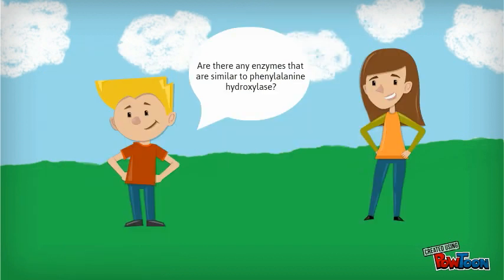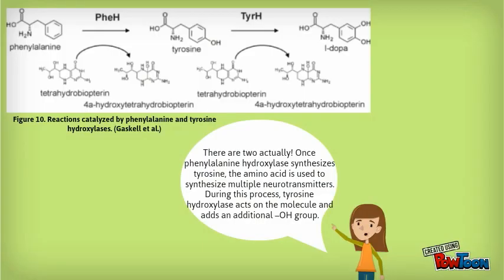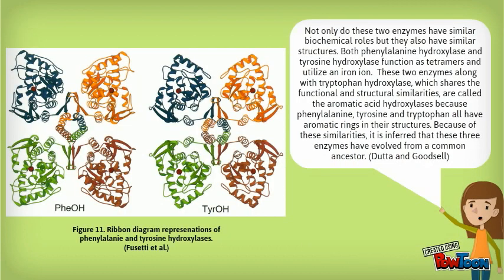Are there any enzymes that are similar to phenylalanine hydroxylase? There are 2 actually. Once phenylalanine hydroxylase synthesizes tyrosine, the amino acid is used to synthesize multiple neurotransmitters. During this process, tyrosine hydroxylase acts on the molecule and adds an additional OH group. Not only do these 2 enzymes have similar biochemical roles, but they also have similar structures. Both phenylalanine hydroxylase and tyrosine hydroxylase function as tetramers and utilize an iron ion.